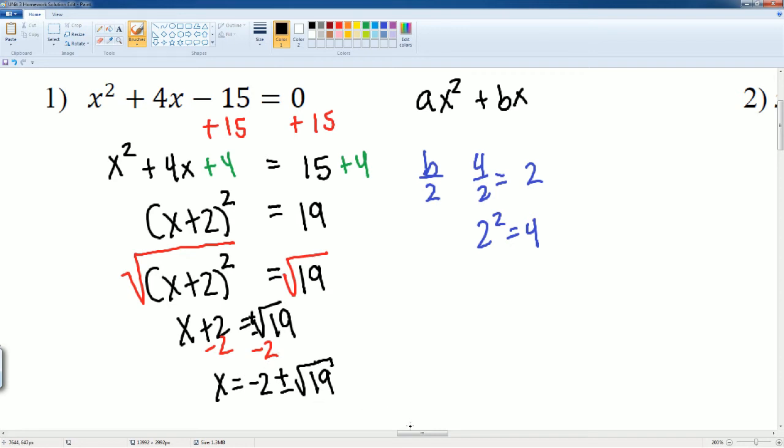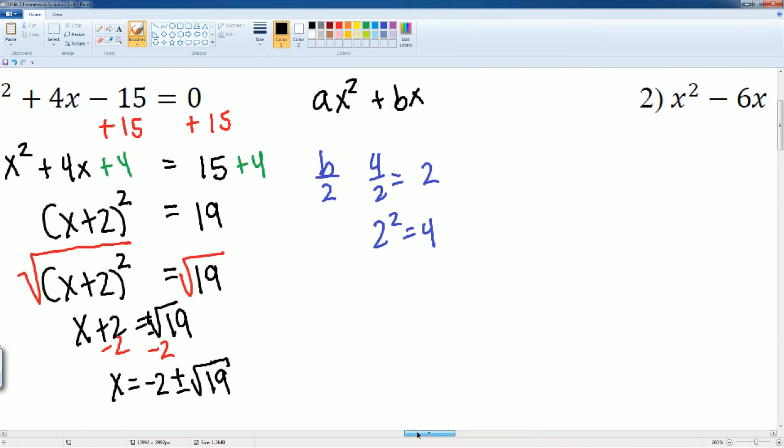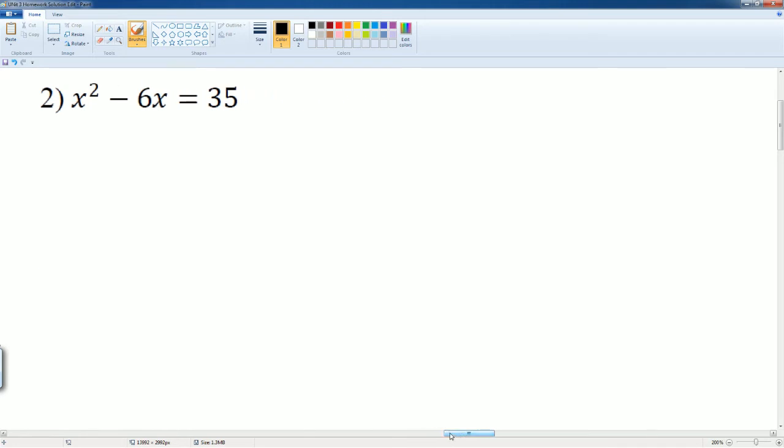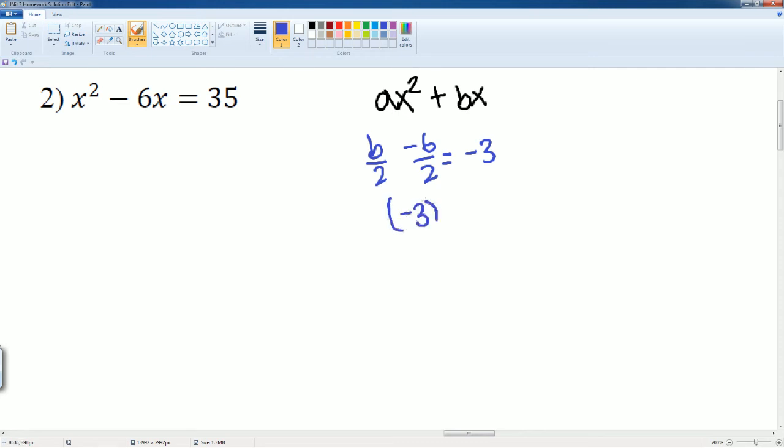All right, let's do the next one. Oh, you see, it's already in a very neat form. It's already in ax squared plus bx. So we can now just complete the square. We want to cut b in half. So this is negative 6 divided by 2, which equals negative 3. We're going to square it. This gets us our 9. So 9 is what we're adding to both sides.